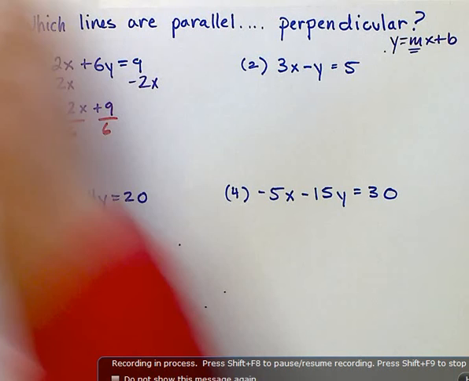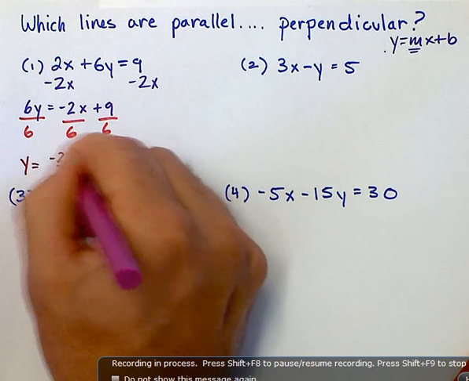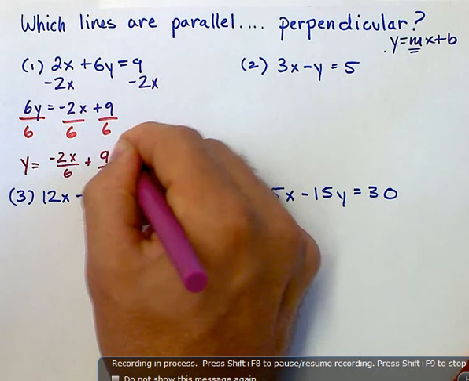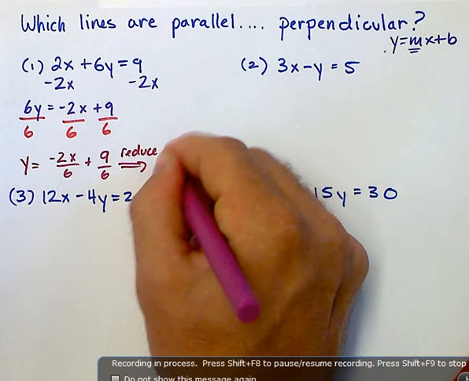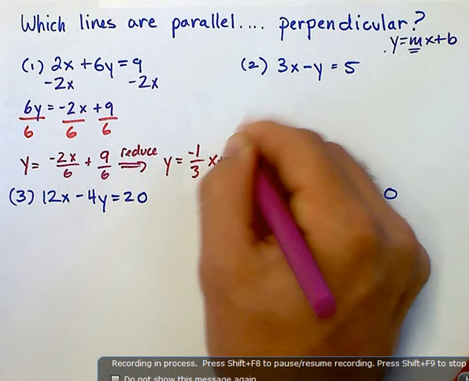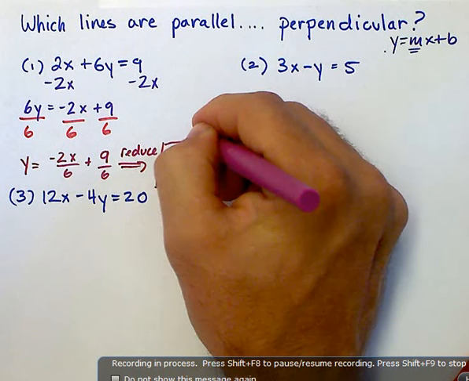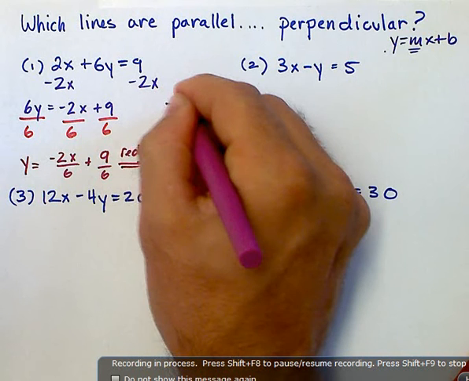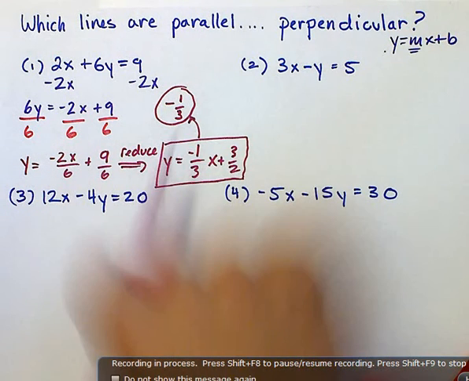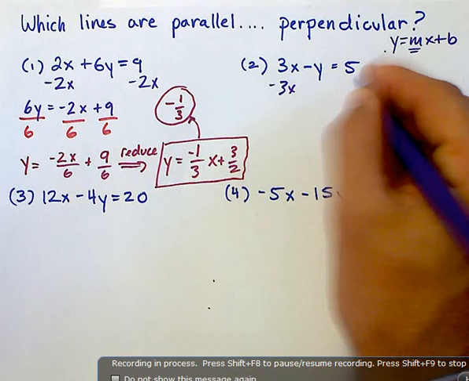You end up with y is equal to negative 2x over 6 plus 9 over 6. And an important thing here is to reduce your equation to y equals negative 1/3 x plus 3 over 2. And here's my equation, which in turn gives me a slope of negative 1/3. That's what I'm working with there. Now as I go through these other lines, I'm also trying to identify the slope by getting y by itself.